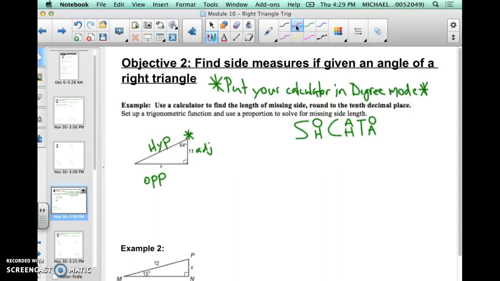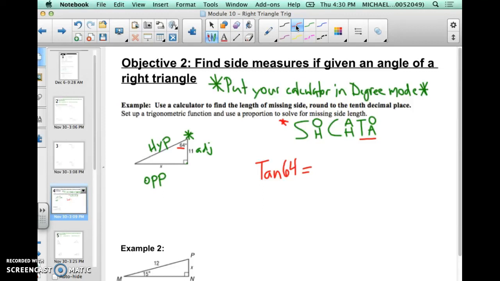This triangle gives me two sides in reference to the angle. It gives me the opposite and it gives me the adjacent. So this is where I'm going to reference my acronym SOHCAHTOA and look for which trig function, sine, cosine, or tangent, contains the opposite and the adjacent. In this case, tangent does. Tangent has the opposite over the adjacent. It's the only one that contains both. And so I'm going to write tangent, and to set it up correctly, I'm going to put tangent of the given angle, which is 64, and I'm going to put equals.